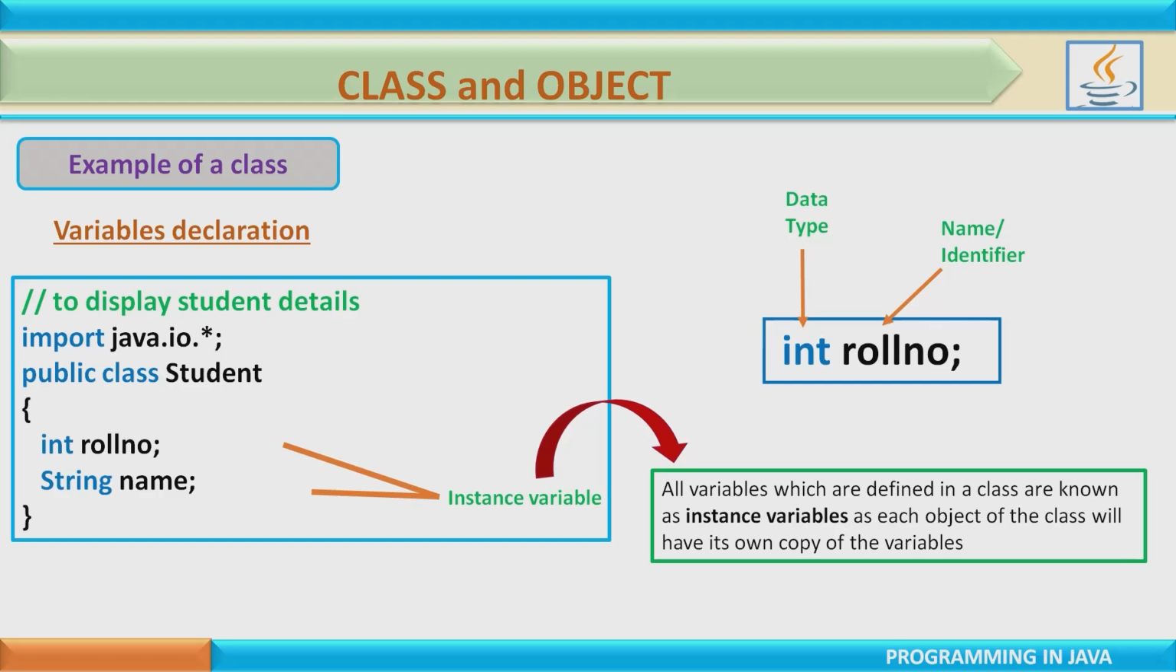In this example, we are creating the class Student with two variables. One is roll number, another one is name. These two variables are known as instance variables. As each object of the class will have its own copy of the variable, these variables are known as instance variables. Toward the right hand side, we can see a simple declaration of a variable. First, we have to specify the data type. In roll number, the data type is integer and the variable name is roll number.